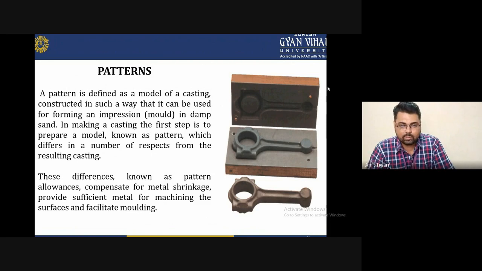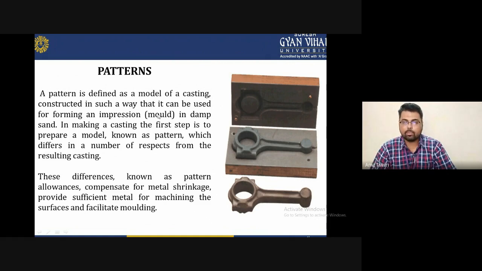The basic principle is that a pattern is a model of a casting, constructed in such a way that it can be used for forming an impression, that is a mold, in damp sand. In making a cast, the first step is to prepare a pattern. This differs in a number of respects from the resulting casting. We can say the pattern is basically the final copy, or the shape you will be provided with after the mold solidifies.